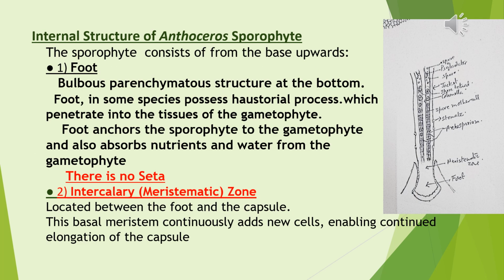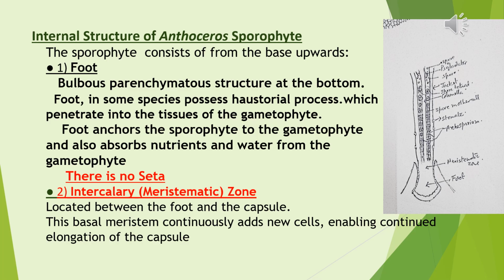Next is the internal structure of the Anthoceros sporophyte. At one side you will find a partial diagrammatic representation of the longitudinal section of the Anthoceros sporophyte to show you the location of the different tissues. See here, the cells of the tissues, except for the sporogenous tissue, are not drawn.